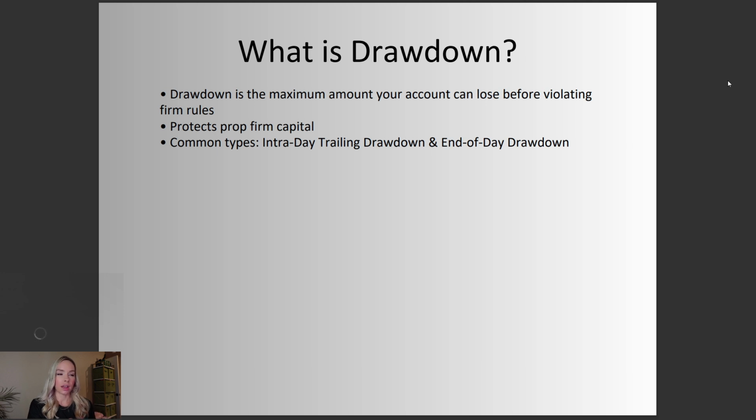So what is drawdown? It's the maximum amount you can lose in your account before you violate the firm's rules and you have to buy a new account. So it protects the firm and it protects their capital. And then like we stated, it is either intraday trailing drawdown or end of day drawdown.